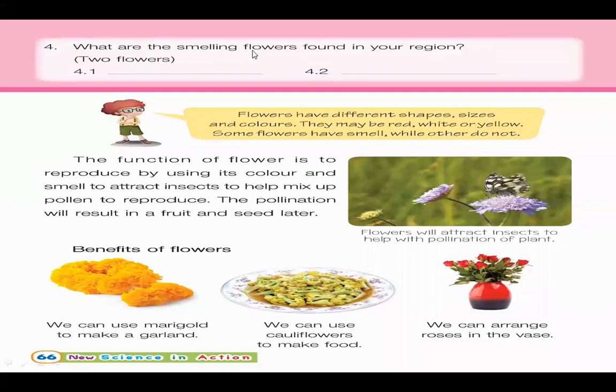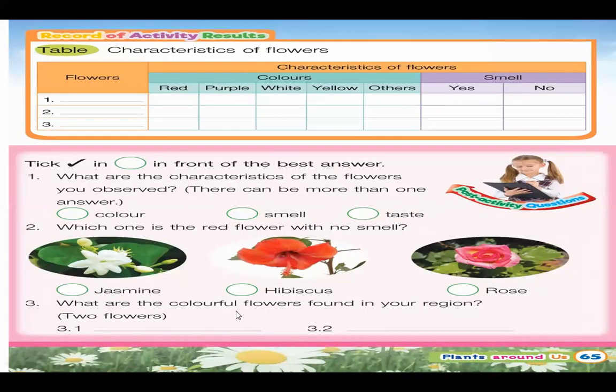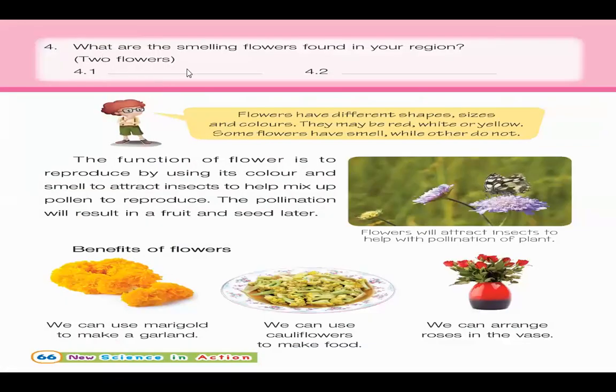Next, what are the smelling flowers found in your region? Number three is colorful. Number four is smelling. We will talk about smell. What are the smelling flowers? Say, for example, number one is rose. Then you can write it there. There are many flowers in your region, students. So look at this picture here. Where is the butterfly? Can you tell and point where is the butterfly?